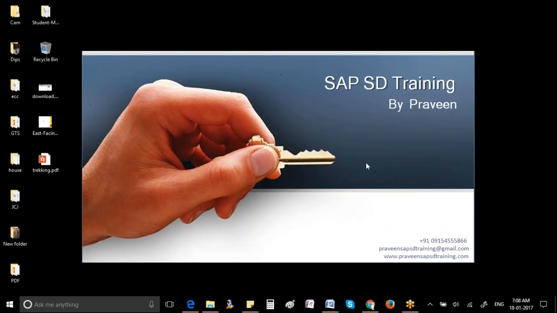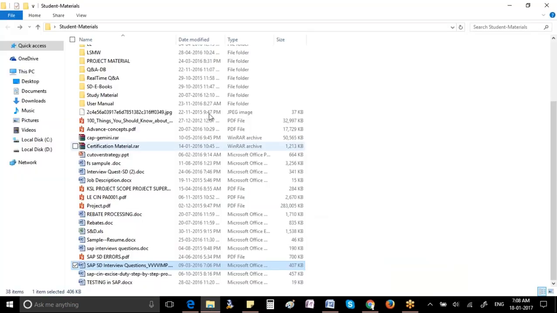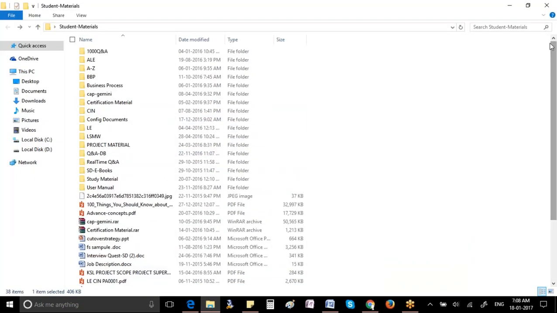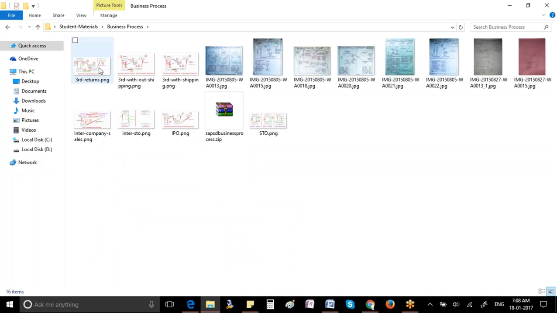Okay. And I'll also be supporting you with all the real-time documents. You can see here a lot of documents. It can be a business process, or BBP documents, or a Q&A database, or user manuals. A lot of real-time documents, not one or two, tons I'll be sharing with you guys.